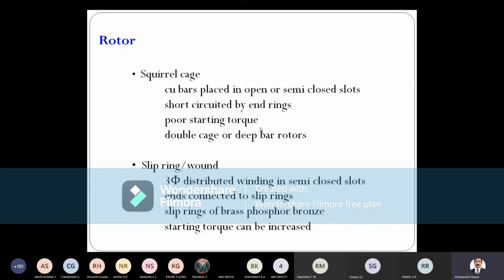Please note, there is no difference between the stator of a squirrel cage motor and that of a slip ring motor. Whether it is a slip ring induction motor or a squirrel cage induction motor, the stator is 100% similar. The difference is only in rotor construction, hence the name squirrel cage or slip ring. So to improve the starting torque in a squirrel cage induction motor, there are two other rotors called double cage and deep bar rotors. I will give you more details regarding these later.